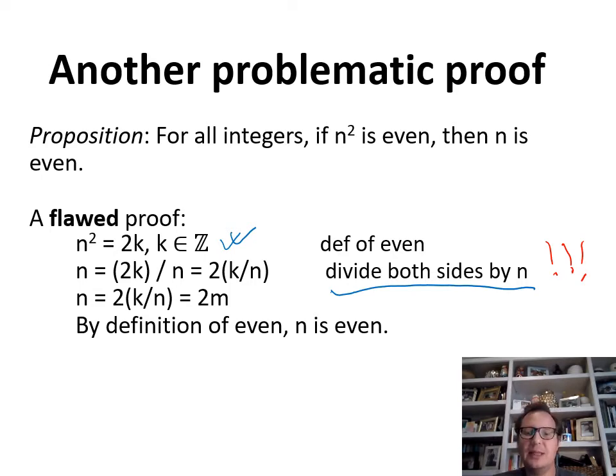So the problem is that, as we learned, integers are not closed under division. And so once you divide something by n, what you get might not be an integer anymore. And so in the next step, the author replaced this division of k and n by introducing this new integer m. However, this m is potentially not an integer. And this breaks the proof.